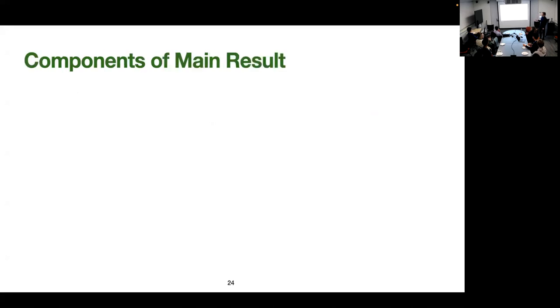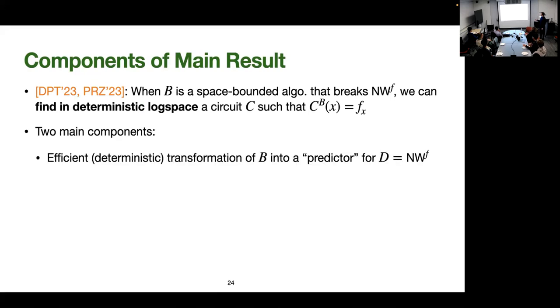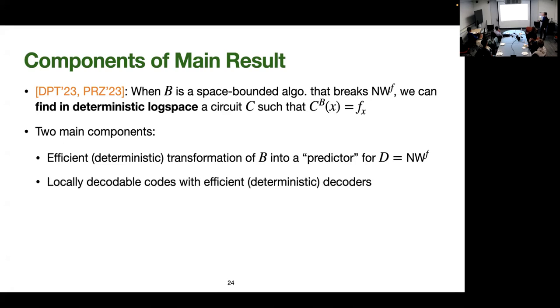And so there are two components of this result. Here they are. The first is we give an efficient, by efficient we mean deterministic, transformation of B, which again is the small space circuit that breaks the generator, into a, quote, predictor for the generator. And this is something that I'll define on the next slide. And the second thing is we give some new locally decodable codes with very randomness-efficient decoders.